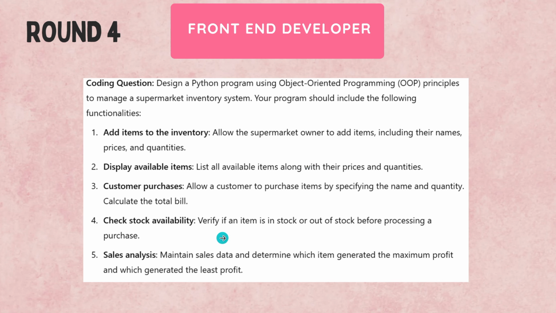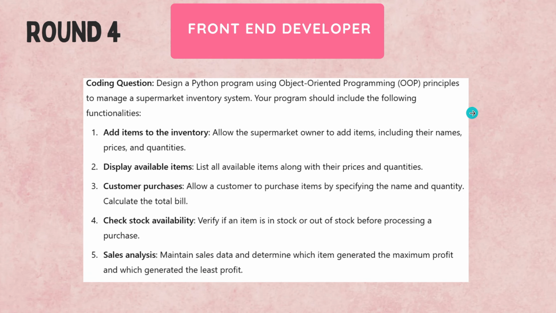The fourth function is check stock availability. Verify if an item is in stock or out of stock before processing a purchase. That means if you go to the market, the customer should be able to know whether the item is out of stock or not. That is the fourth function. The fifth function is sales analysis. That means maintain sales data and determine which item generated the maximum profit and which generated the least profit. You should also be able to tell the yearly stock analysis. These are the functions you should maintain in your code.